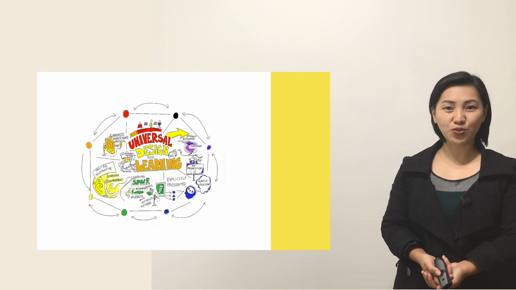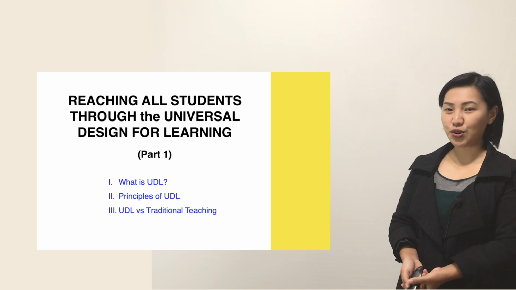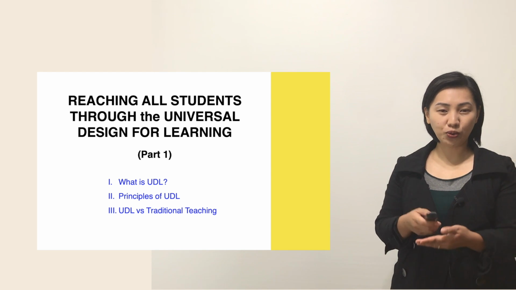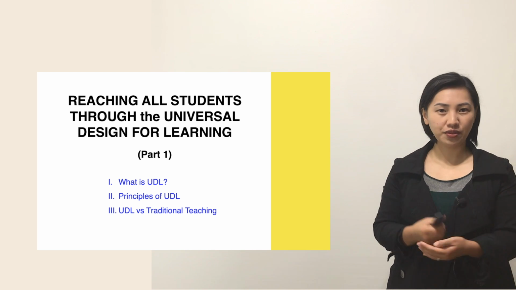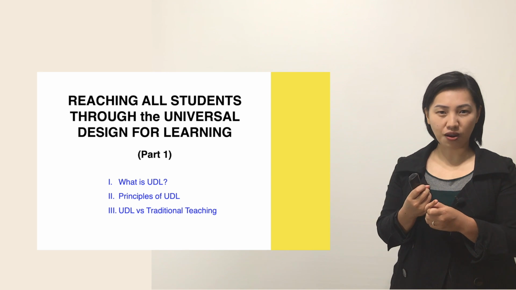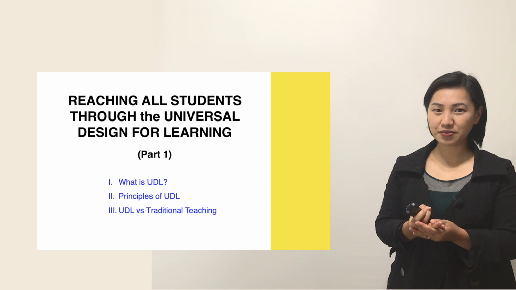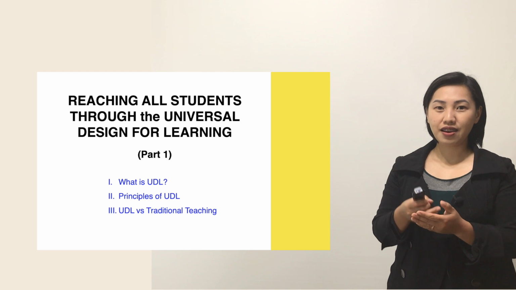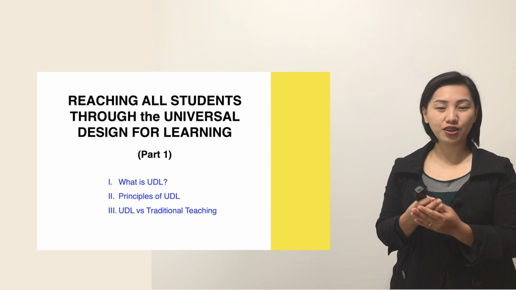Now let's summarize what we had in this part of our lecture on UDL. So we talked about what UDL is. We explored the three principles. I hope you remember. What's principle number 1? Multiple means of engagement. Second principle, multiple means of representation. The third principle is multiple means of action and expression.